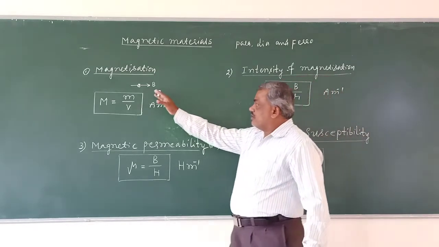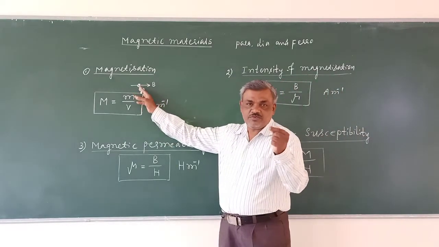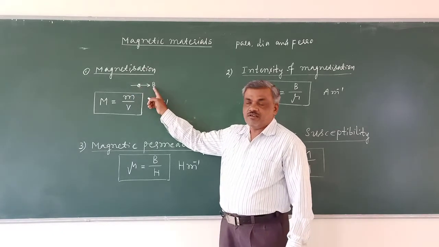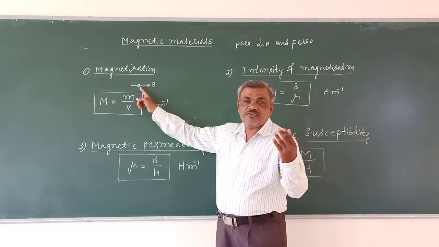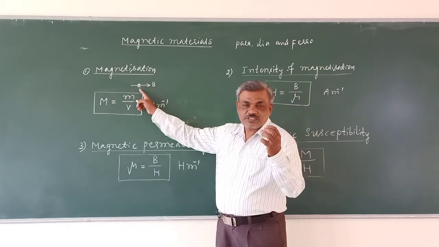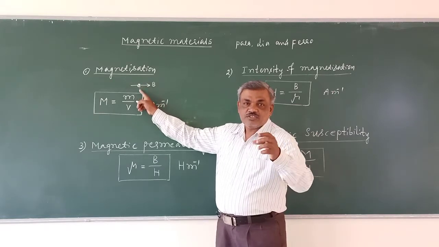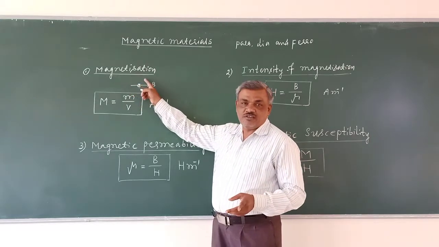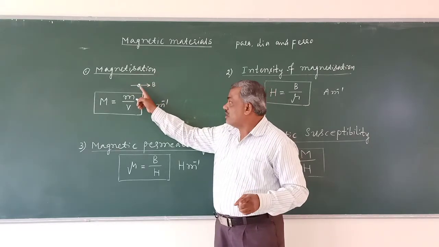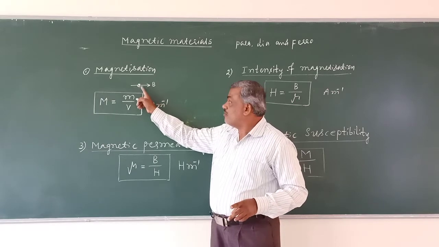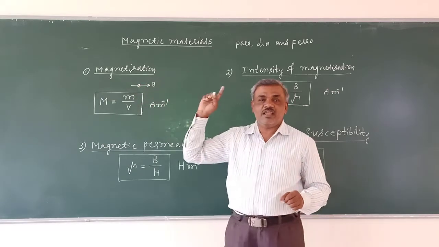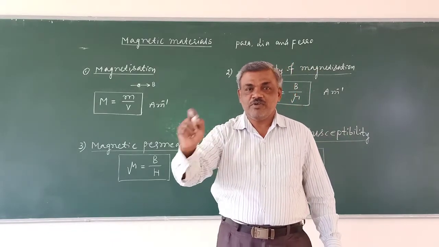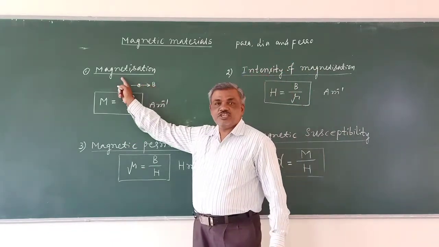Now we have a specimen. You take one specimen. The specimen is kept in a magnetic field. The specimen gets magnetized. So you measure it. The term is magnetization. Magnetization means the magnetic moment per unit volume of the material. The magnetic moment per unit volume of the material is called magnetization.